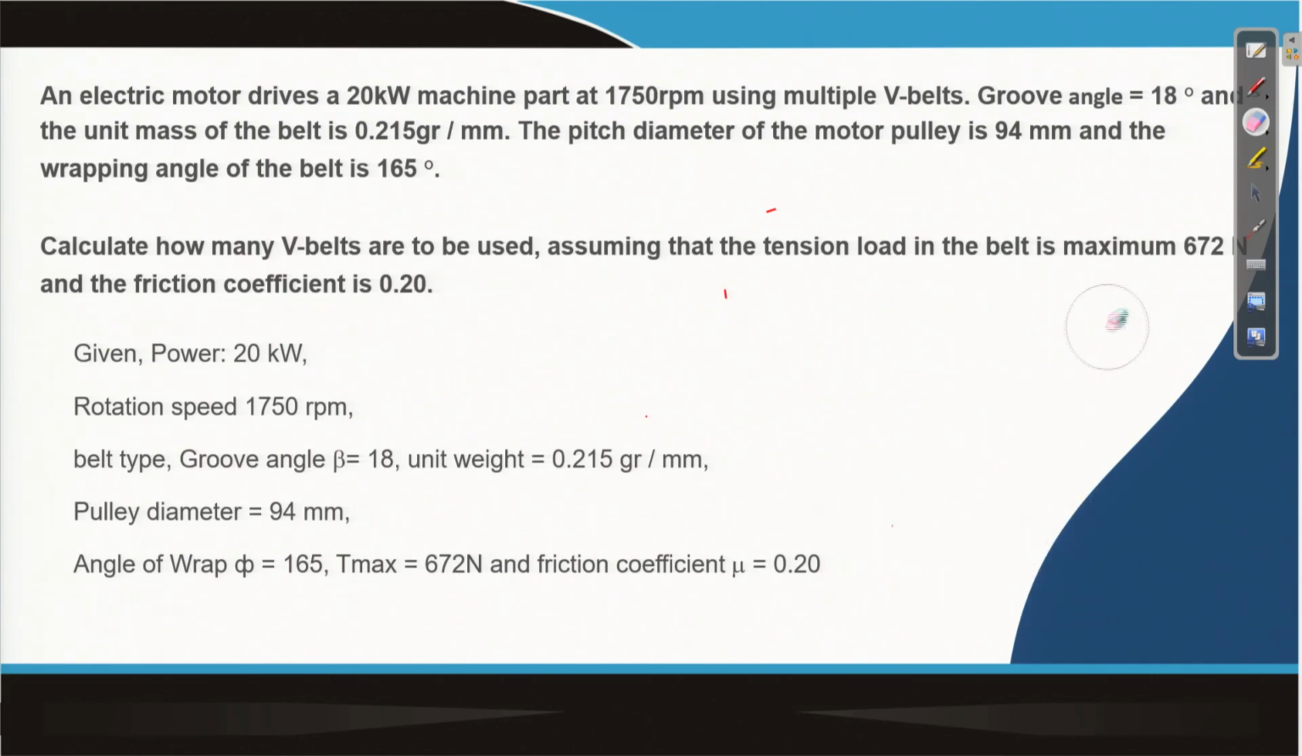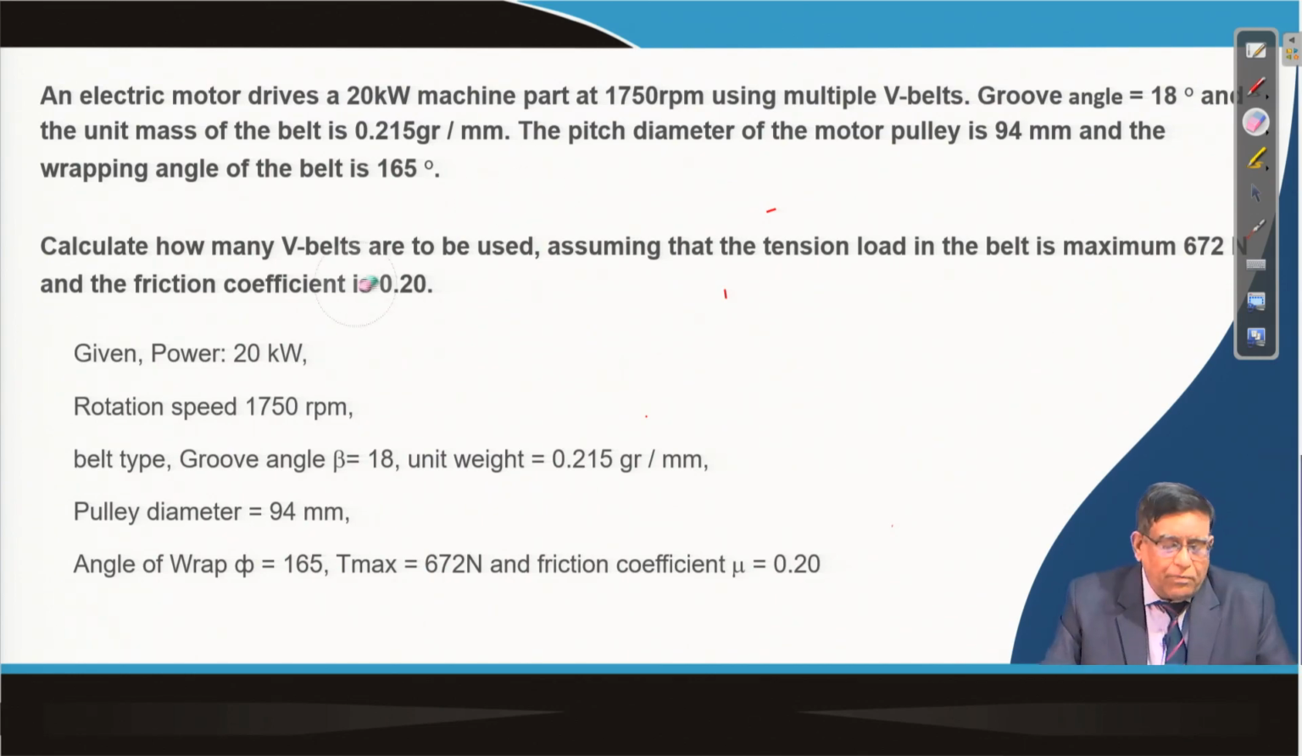So, whenever this calculation comes for a V belt, which is very common in use, say for example, for most of the power transmissions in your machine components, you will be getting a V belt, not a flat belt.